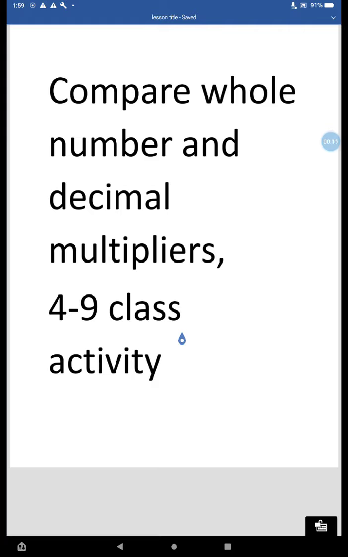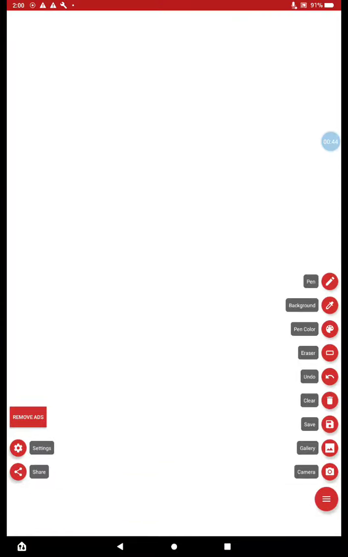We are looking at our first math lesson this week that's called Compare Whole Number and Decimal Multipliers. Pull out the worksheet in your packet that says 4.9 Class Activity at the top, and we're going to use that as our homework today. Today's going to be a little bit of a review of what we learned about multiplying whole numbers in the first semester and about what we learned about multiplying decimals last week. So let's jump into it.